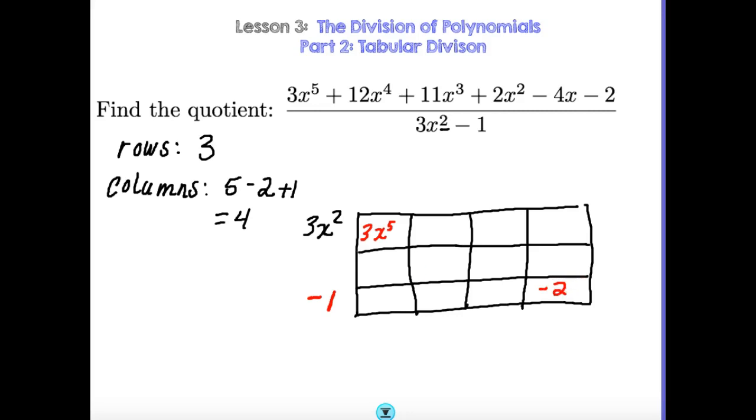So some of these are easier to fill in. So let's go ahead and do that. Negative 1 times 2 is negative 2. So 2 times 3x squared is 6x squared. Okay, and then let's look at what else we have. Do we have anything else we can do? We've got 3x squared to 3x to the fifth is x cubed, and that makes this negative x cubed down here.